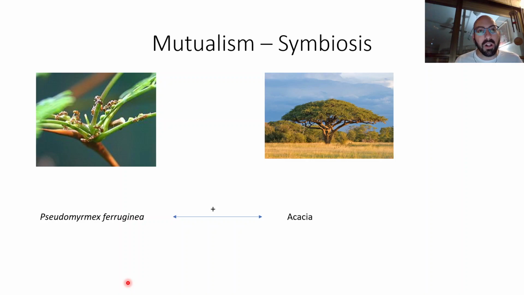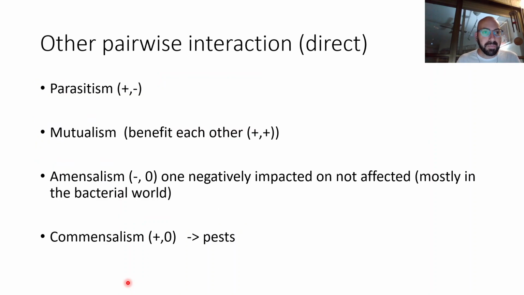Symbiosis, as you'll recall from your biodiversity class, refers to the living together or communal interaction of two species, which could be mutualistic, commensalistic, or amensalistic. We're going to get to those in a second. So again, those are pairwise interactions, direct effects. Pairwise means only two species interacting. Parasitism: one gains, one loses. Mutualism: both benefit. Amensalism is where one is negatively affected and the other is not affected.